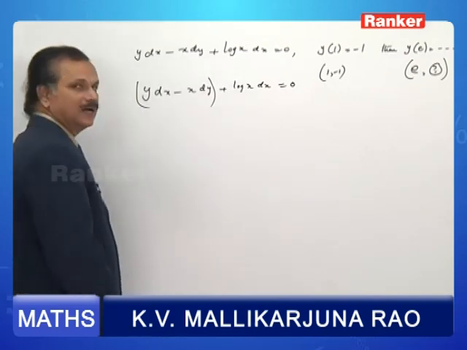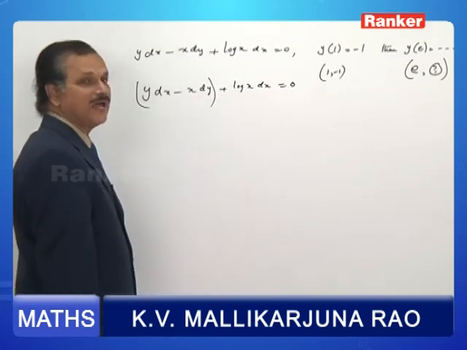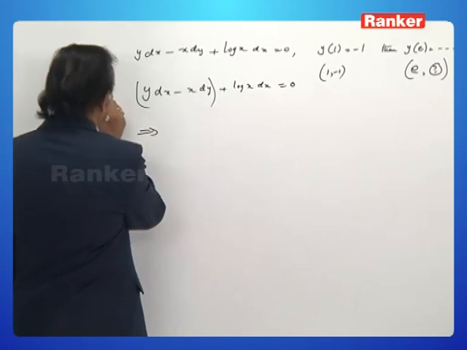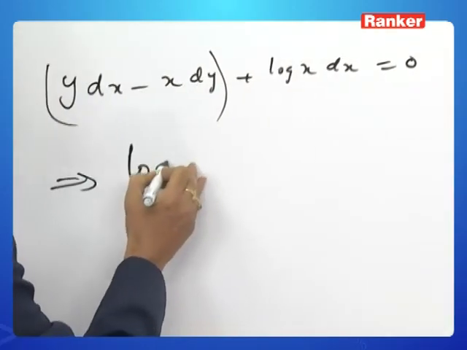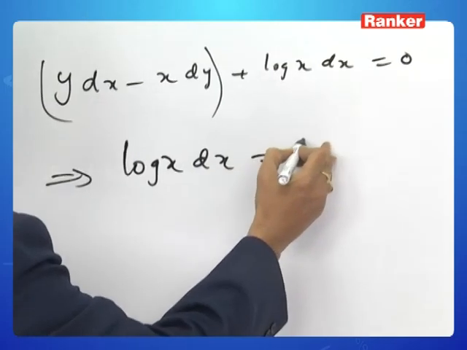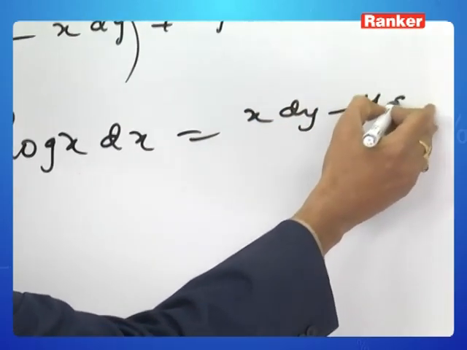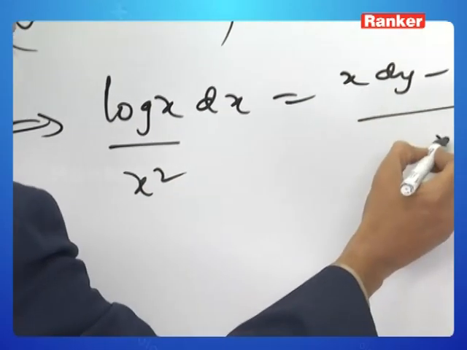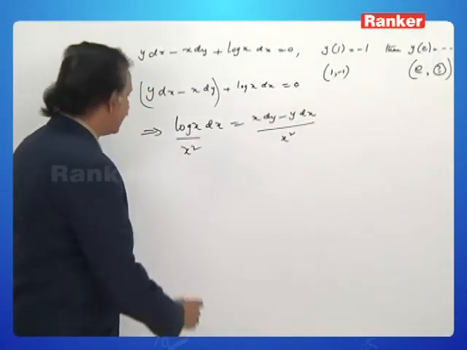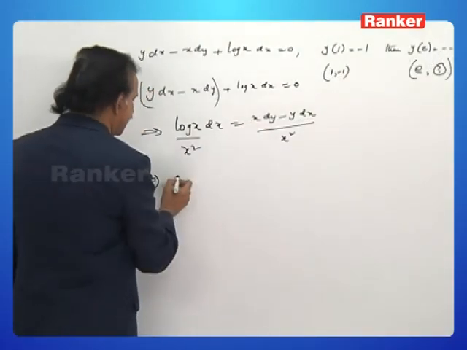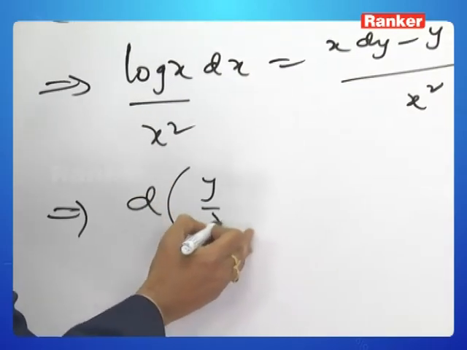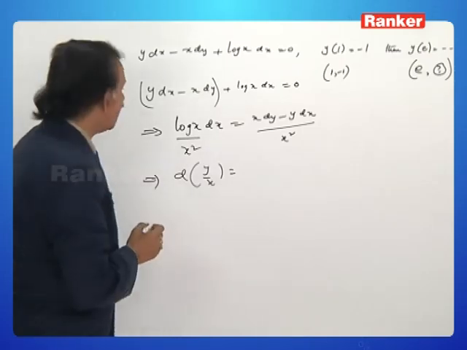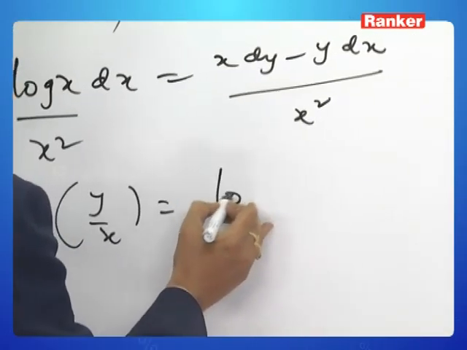Yes. Well, I like to have x square in the denominator. Why? Like here, log x dx is equal to x dy minus y dx. And you divide by x square on both the sides, so that we have the RHS as d of y by x, and it is log x by x square.